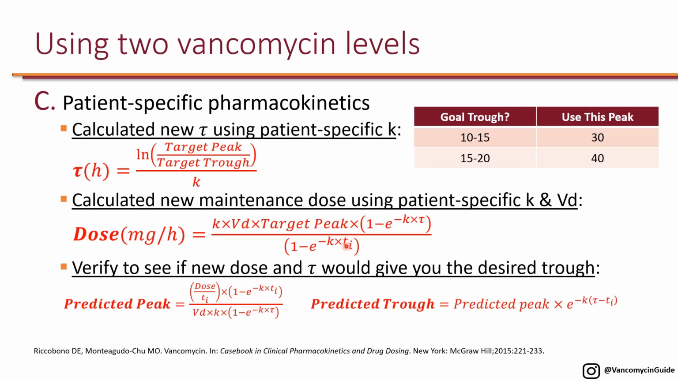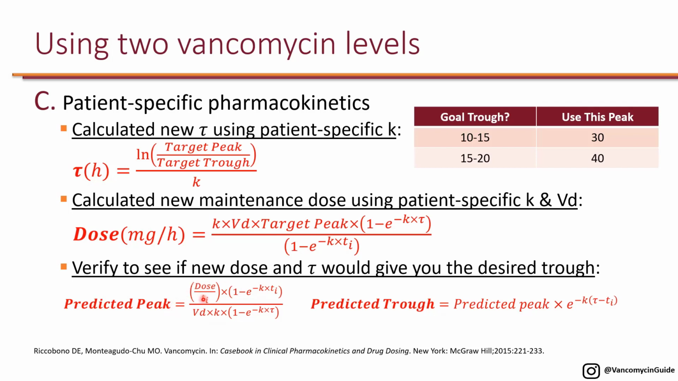For TI, we can just plug in 1 since we don't know what the dose is yet. And then once we get a dose and a tau, it's important to make sure that it's going to give us the correct predicted peak and trough before we actually recommend the dose. So we will use these equations.